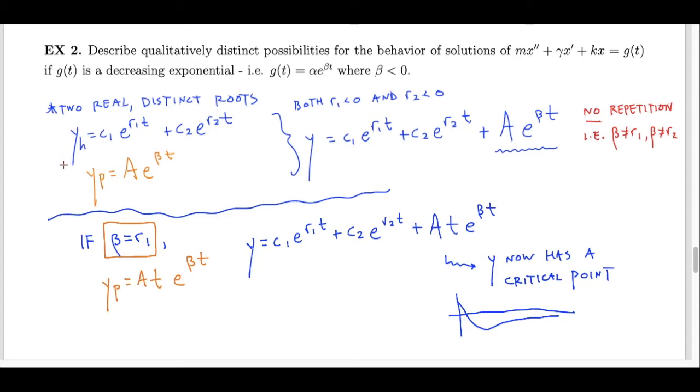And the catalyst for this different type of behavior was the fact that we had repetition between a term in the y sub p that I was proposing and a term in my y sub h. Let's consider another case.